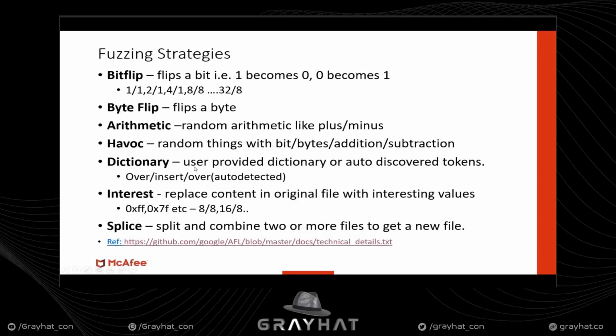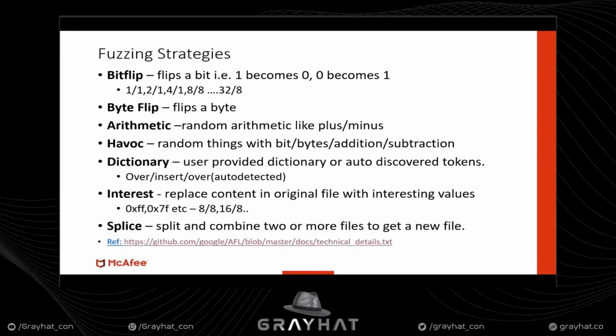Next is dictionary. A dictionary is very useful when you are fuzzing a complex file format which has predefined keywords, like PDF, image files, or media files. For example, if you are fuzzing a PDF file, it can have different keywords like streams, or a header like PDF, or JBIG2, or whatever it uses. So if you know all the keywords which a particular file format uses, then you can provide a dictionary as an input to AFL, and AFL will use those dictionary keywords to fuzz.